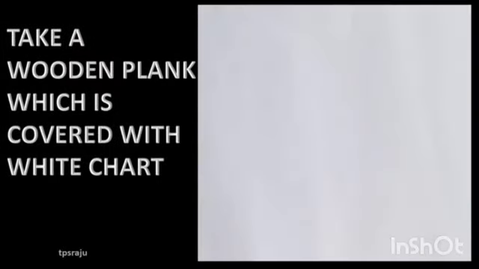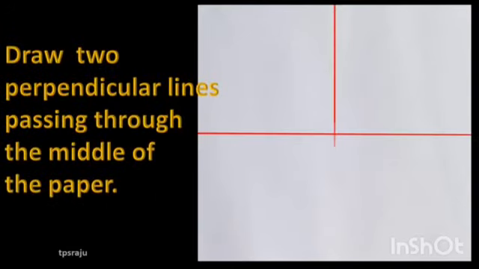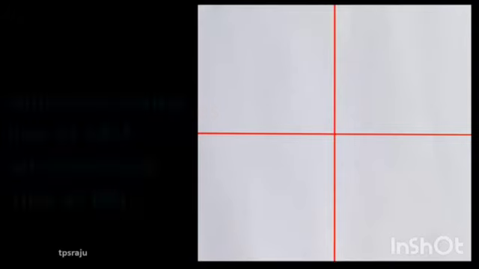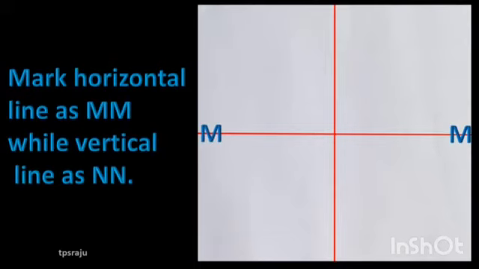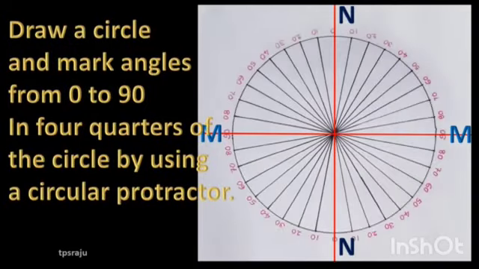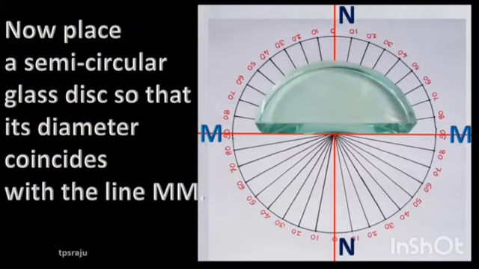Take a wooden plank which is covered with white chalk. Draw two perpendicular lines passing through the middle of the paper. Mark the horizontal line as MM and the vertical line as NN. Draw a circle and mark angles from 0 degrees to 90 degrees in the 4 quarters of the circle by using a circular protractor.